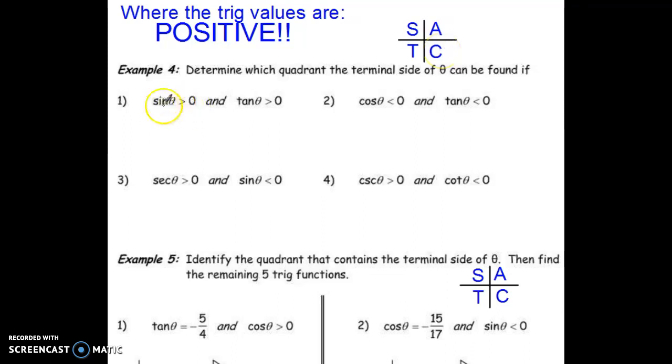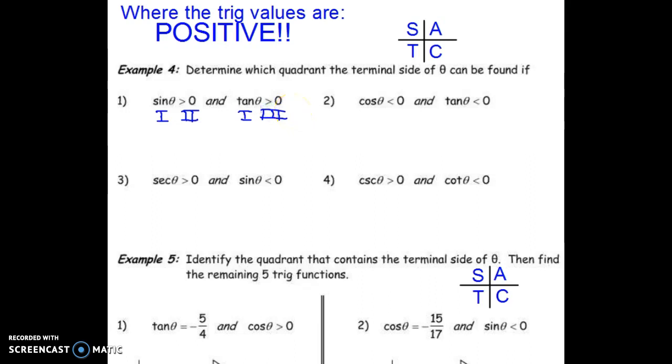So when I look at this here, where is the sine positive? That would be in those two quadrants, so quadrant 1 and 2. Next it says, where is the tangent positive? That would be in these two quadrants, 1 and 3.